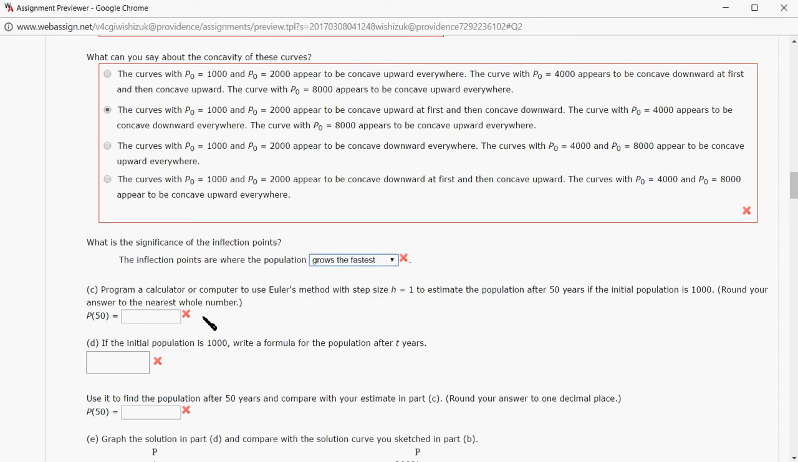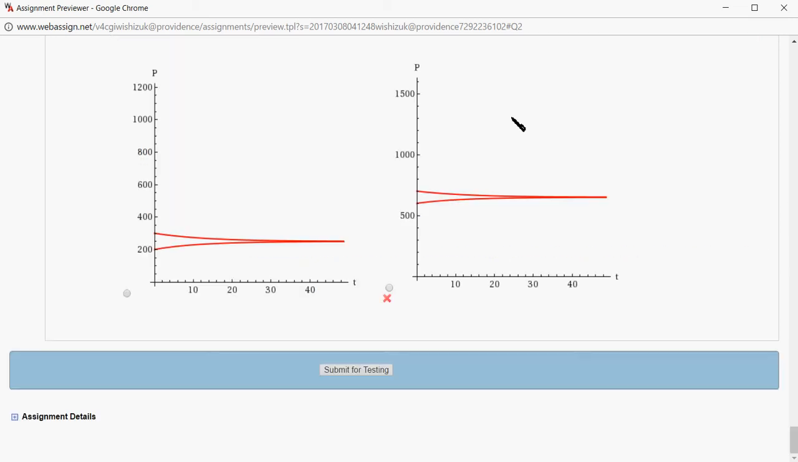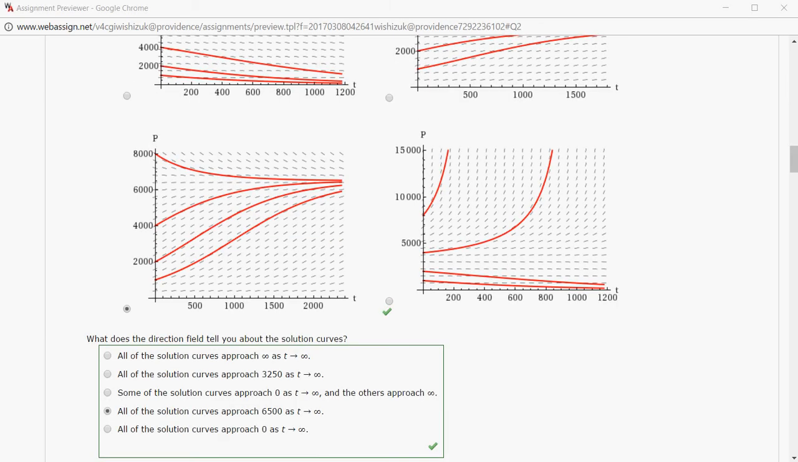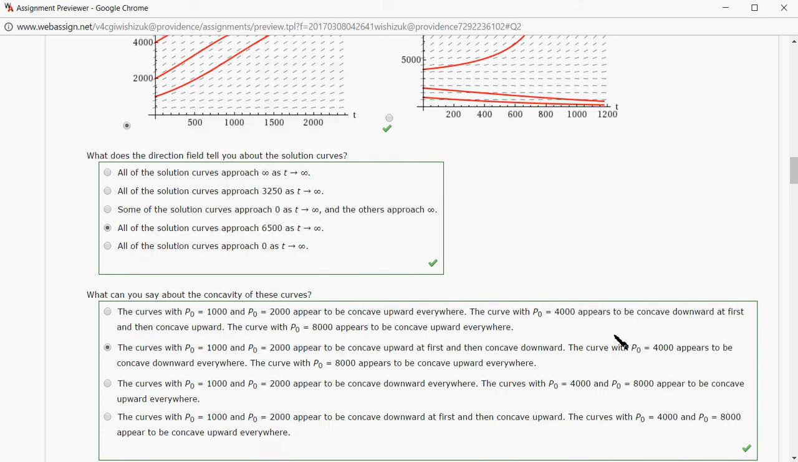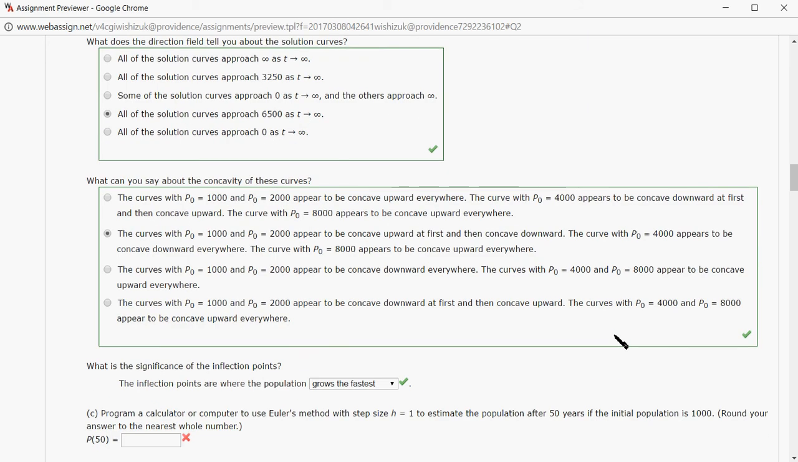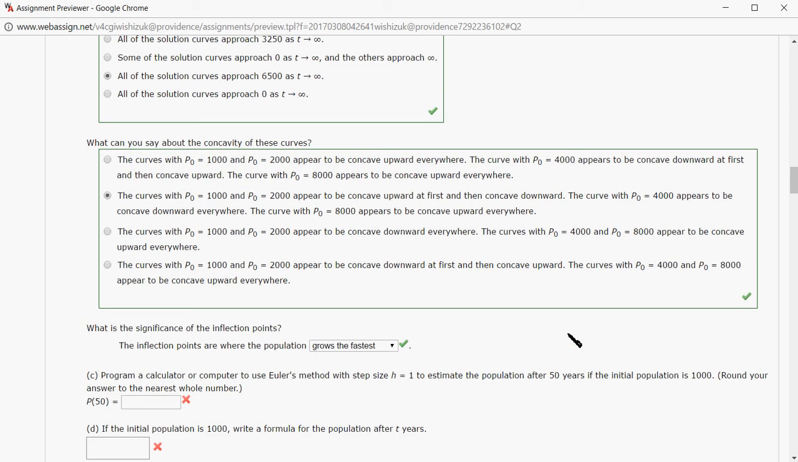Alright, so let's check the answer first. Alright, submit for testing. Alright, it came back and looks like we got the right picture and we got the right answer here. Grows the fastest. Alright, so we got all parts of part B correctly.